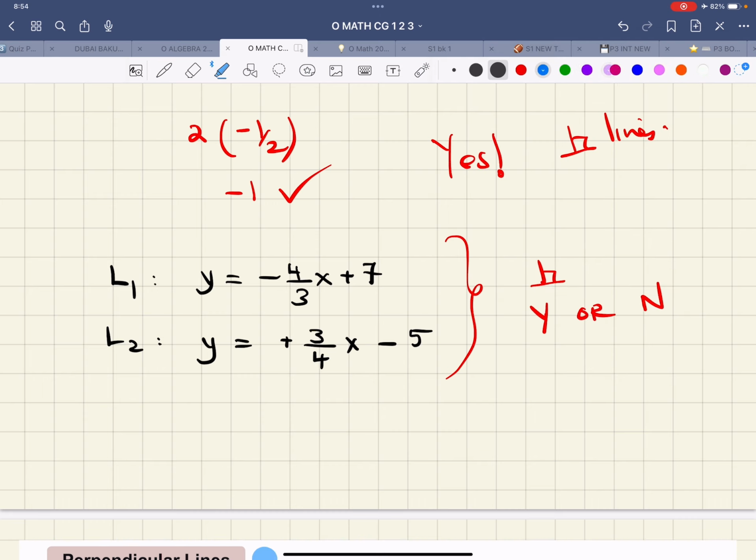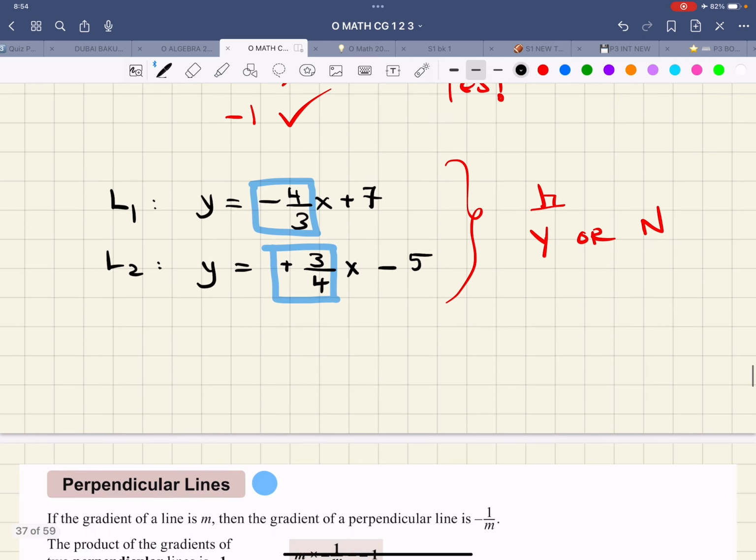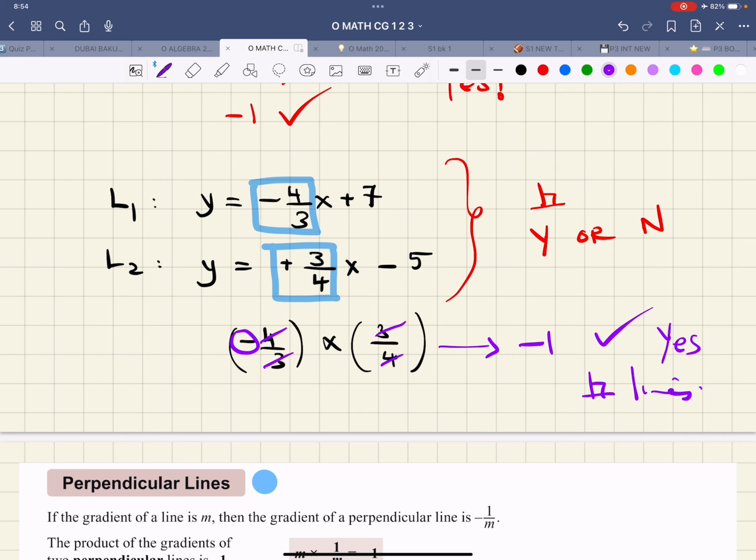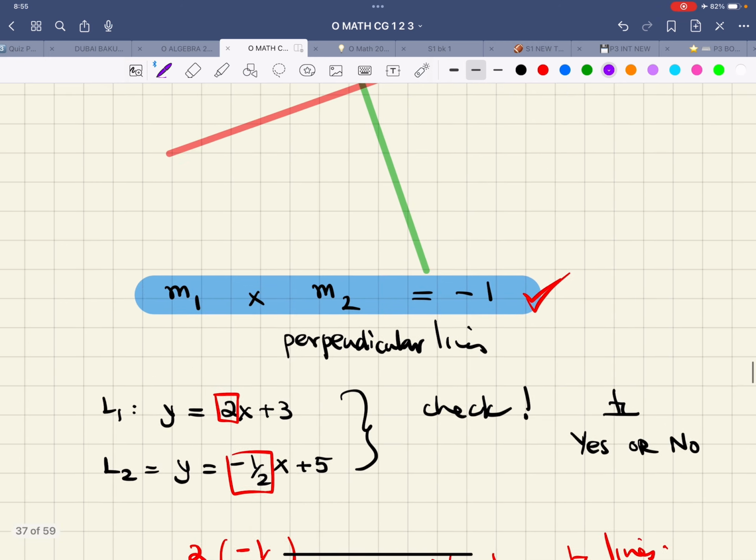Okay, let me just use this. So this gradient is negative 4/3. This gradient is positive 3/4. So I'll write negative 4/3 multiplying with positive 3/4. What does it become? It's very obvious. The 4 and the 4 cancel out, the 3 and the 3 cancel out, leaving behind a negative 1. Yes, again, these two lines are perpendicular lines. That is how we will judge.